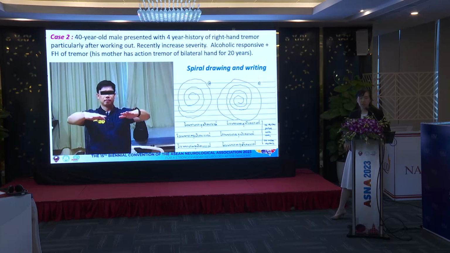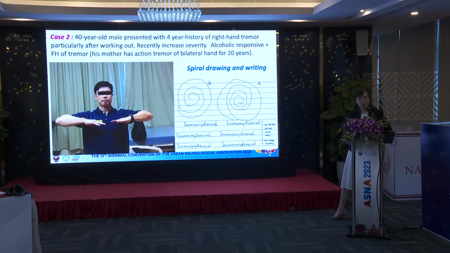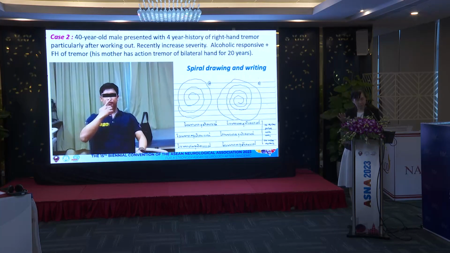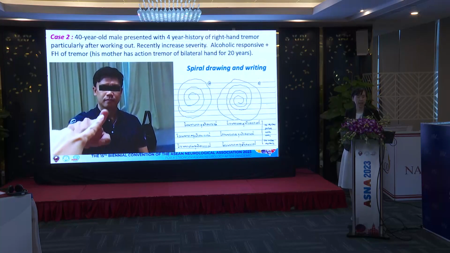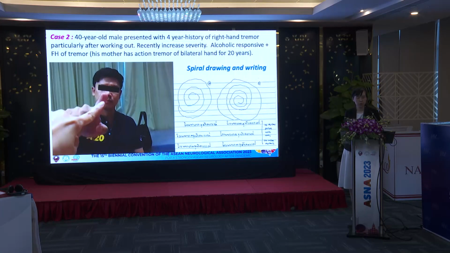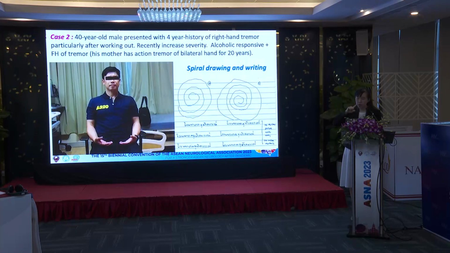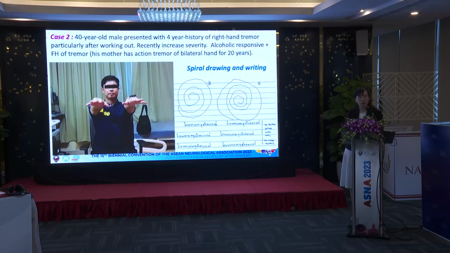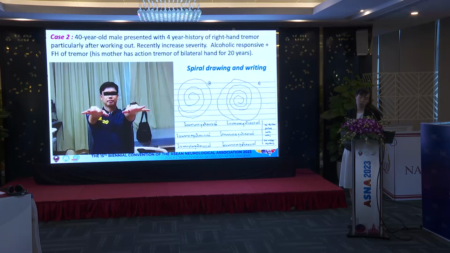And you can see here that he also has fine amplitude and high frequency tremor at bilateral hands during action. But once we asked him to do the finger to nose test, you can see that not only simple kinetic but intentional component was present as well.